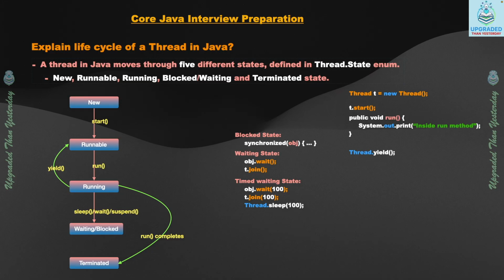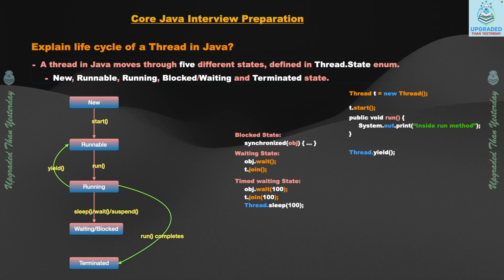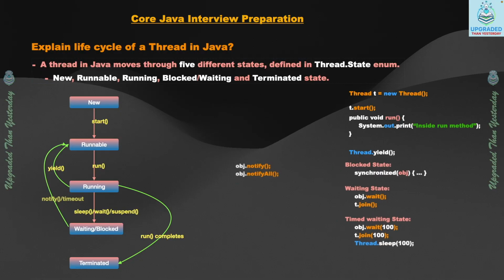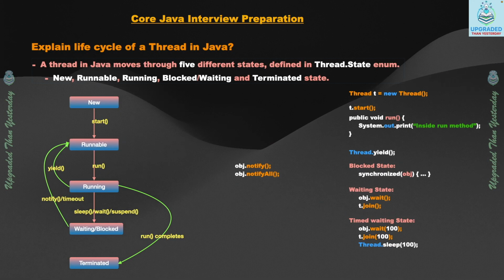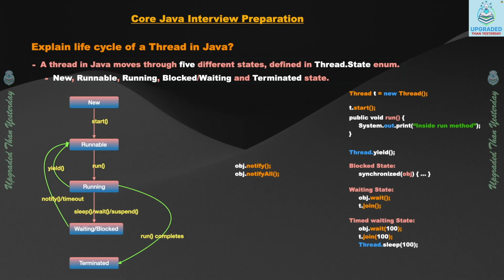Timed waiting state: if the sleep, wait, or join method is called by passing a wait time, then it goes to the timed waiting state. From the waiting or blocked state, a thread can go back to the runnable state if the sleep time or the wait time is over, or if the notify or notifyAll method is called.